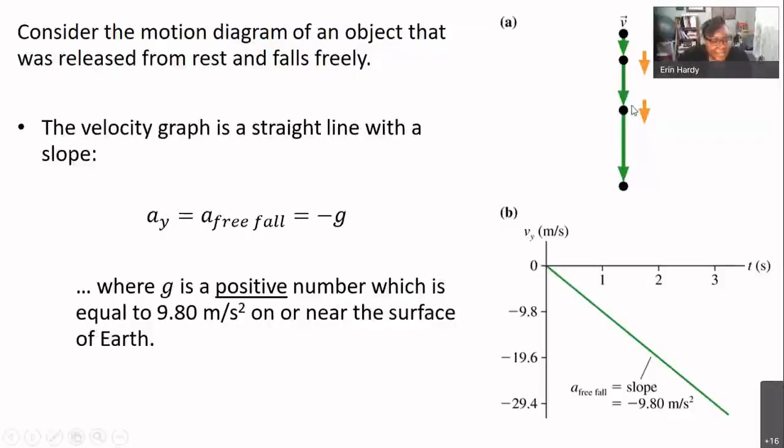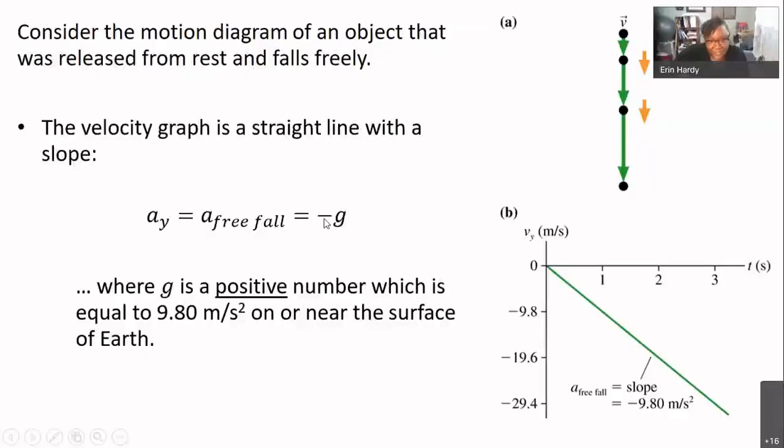This acceleration vector, A free fall, is going to be coincident with the y-axis. So A sub y and A free fall are the same thing in this context. And we can also express this as negative g, where g is the magnitude of this free fall acceleration vector. Negative is just an acknowledgement of the fact that we made a decision that negative values are going to be down, positive values are up.